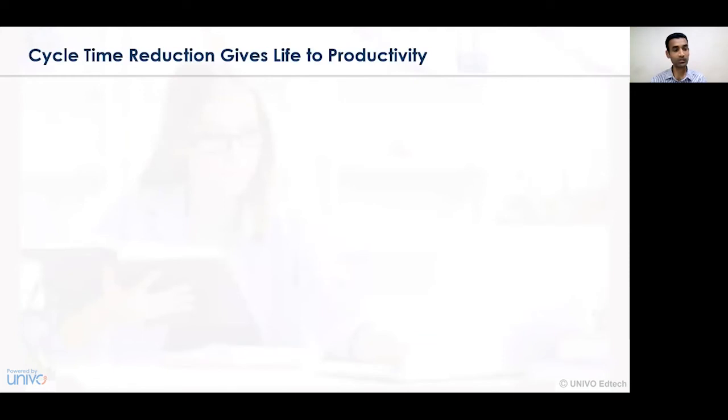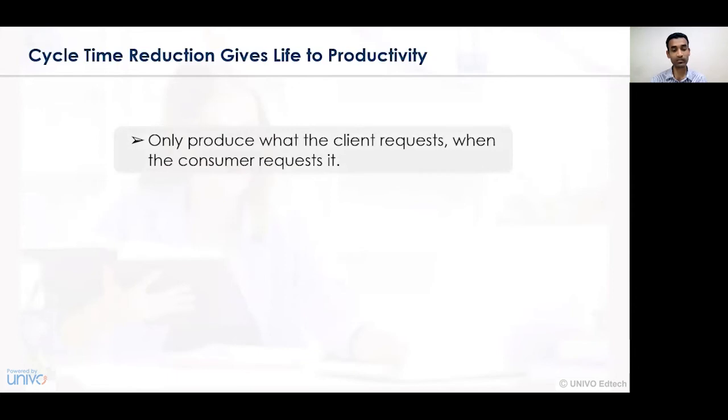Now let's understand how cycle time reduction gives life to productivity. Only production is not important. We must always look at the client request. What request is being made by the client, what he is expecting from a particular organization or product, and whether the consumer's request is being fulfilled or not.